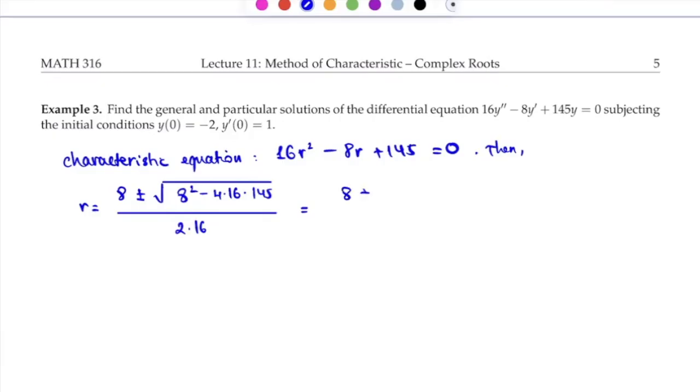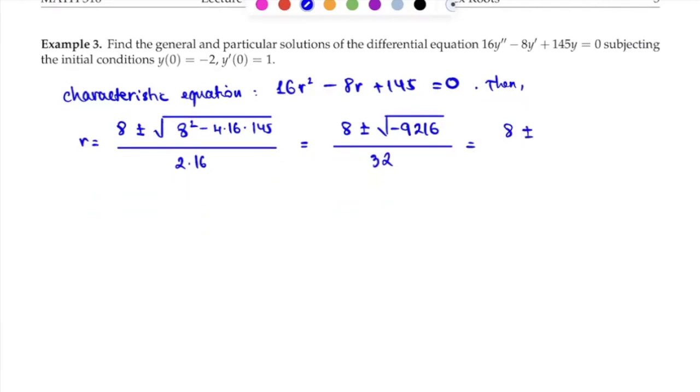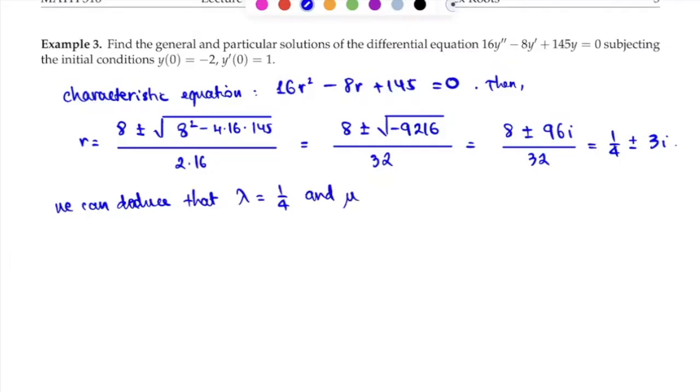And you're going to get a plus minus square root of, if you do the calculations correctly, you should get negative 9,216 altogether divided by 32. Or this is going to give you a plus and minus 96i divided by 32, or you get 1/4 plus and minus 3i. And from here, you can deduce that lambda is equal to 1/4 and mu is equal to 3.